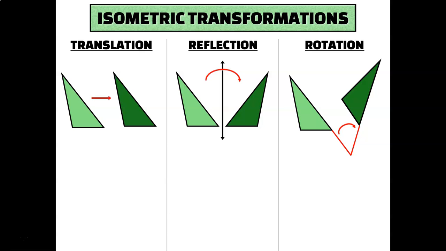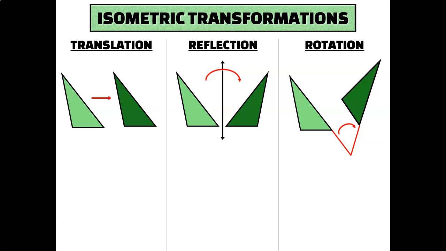Let's look at a visual representation of each of these transformations. The first one you see is a translation. I just moved the light green triangle to the right to become the dark green triangle. The light green triangle would be the preimage, because that's where we started, and the dark green triangle would be the image. So since the only thing I did was move the triangle to the right, I didn't change its orientation at all, that's called a translation.